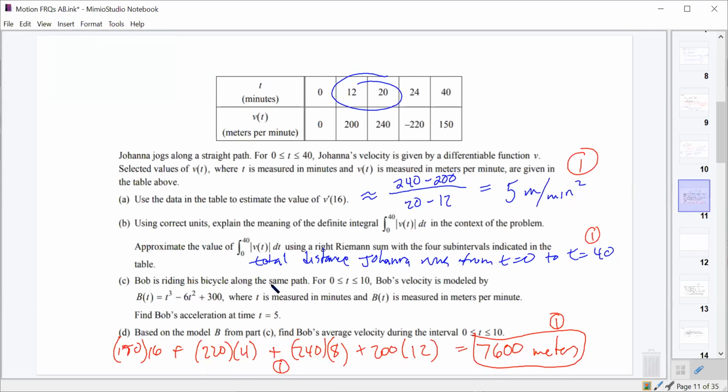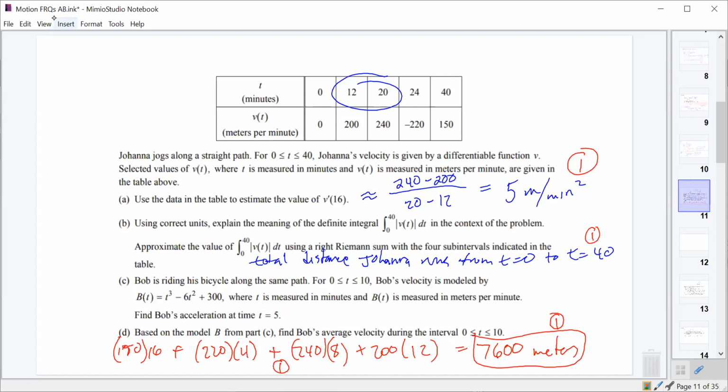Then we've got part C. Part C says Bob is riding his bicycle along the same path. And from t equals 0 to t equals 10, his velocity is this equation. And we want to find his acceleration at time t equals 5. Well, an acceleration should be a derivative of our velocity.